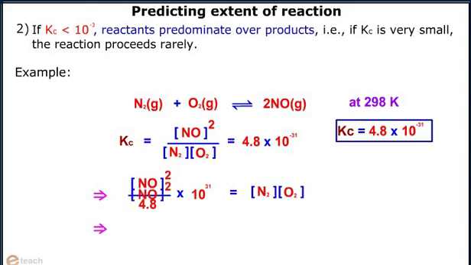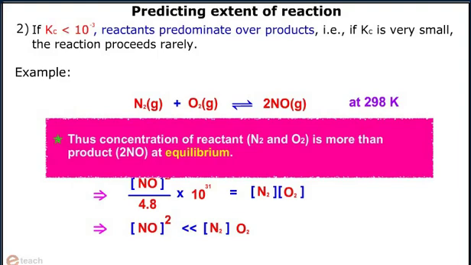This implies that [NO]^2 / (4.8 × 10^-31) = [N2][O2]. This implies that [NO]^2 is very much less than [N2][O2]. Conclusion. Thus, the concentration of reactant, that is N2 and O2, is more than product, that is 2NO, at equilibrium.